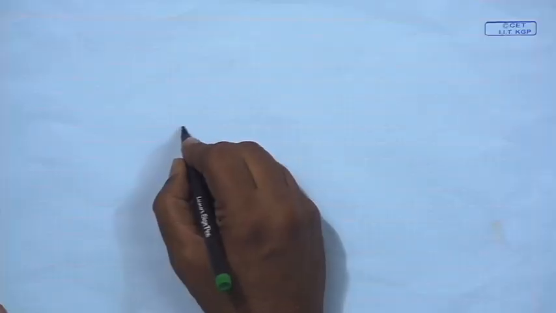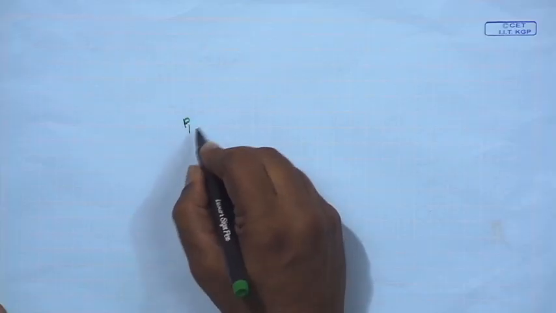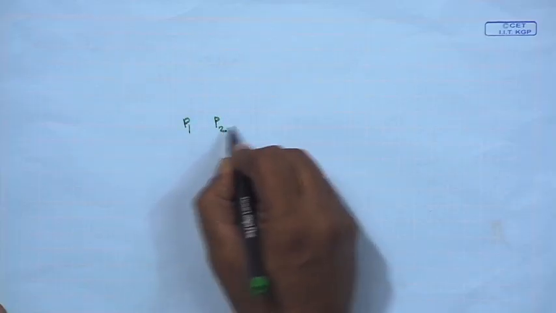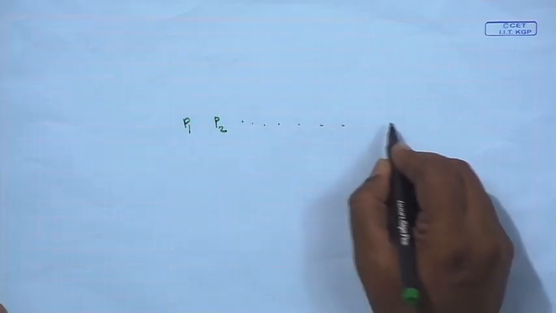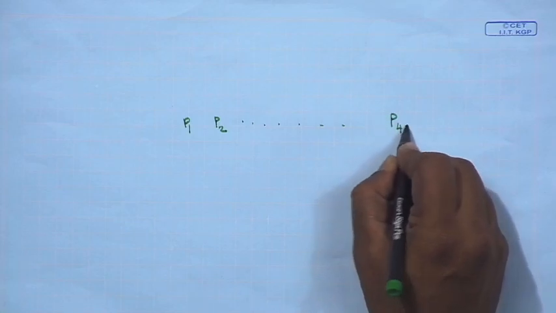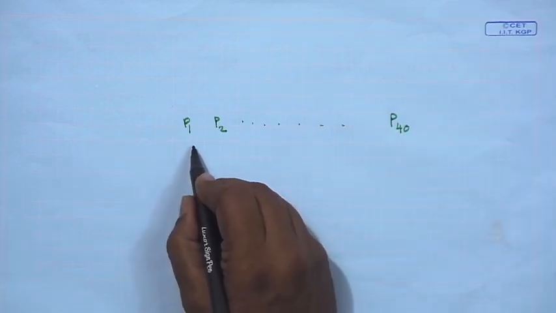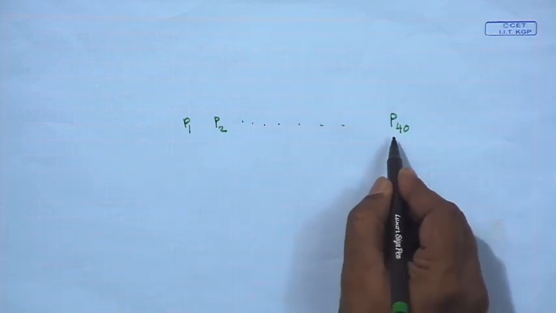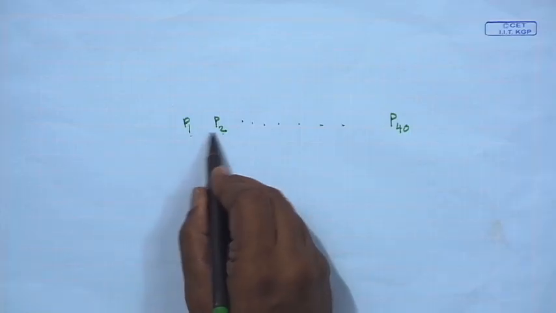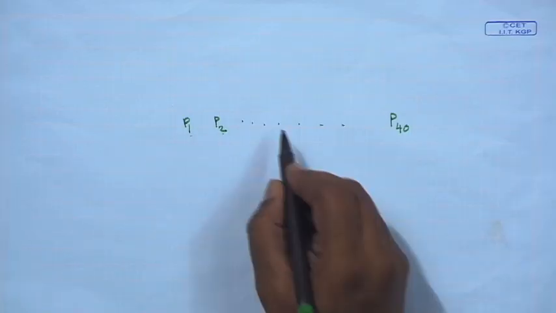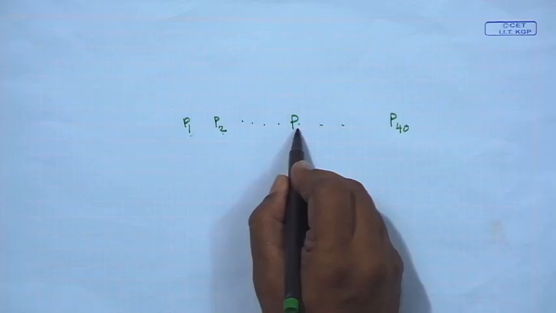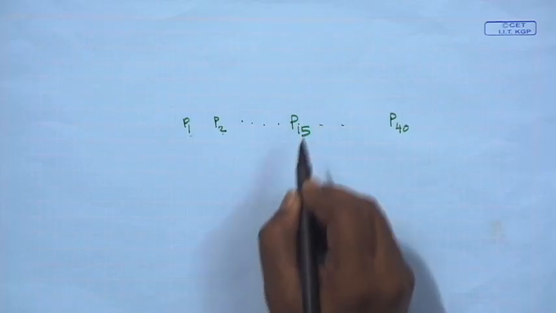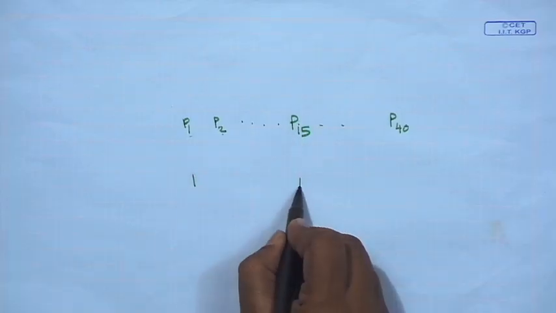If you have 40 input variables, let me just draw that. We have input parameters P1, P2, up to let us say P40, and each one takes either 0 or 1. Now, let us say a problem may occur if, let us say, P1 and P15 have value 1 1.